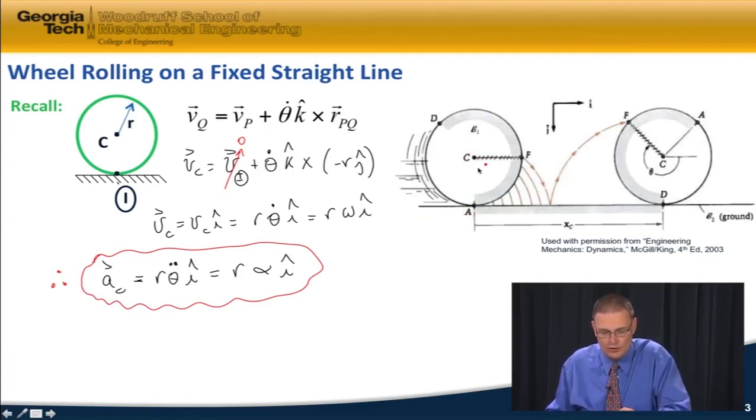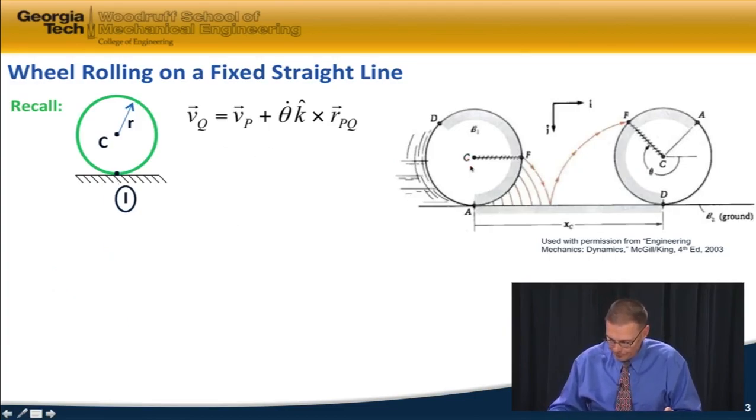I didn't label this C, and often I label the mass center as C, but this does not necessarily have to be the mass center. This is the geometric center, because when I'm working with kinematics, I'm only working with the geometry of the motion. I'm not working with the kinetics, so I don't care where the mass center is. So this applies for the geometric center of the wheel.